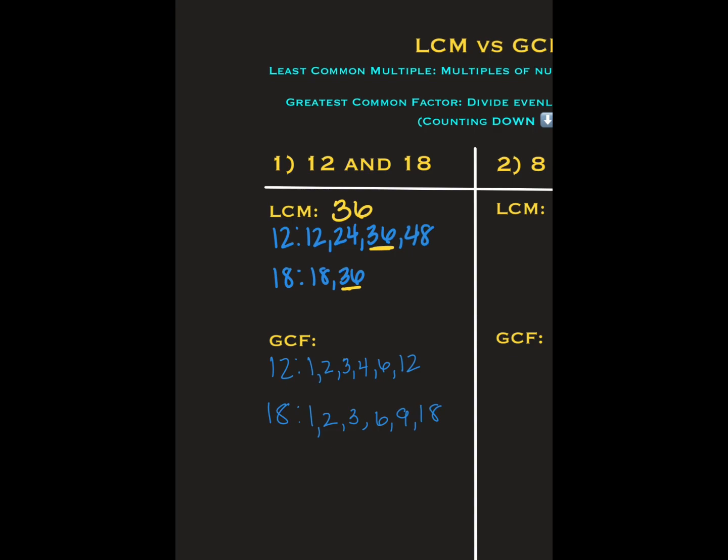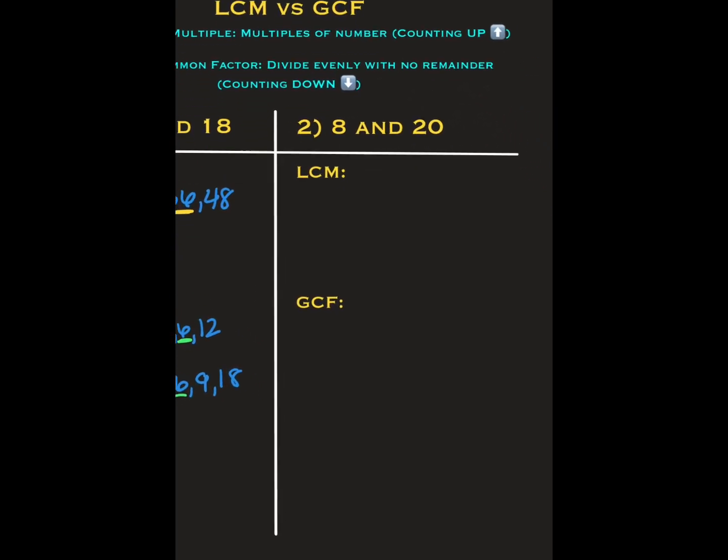So now we're looking for the greatest common factor. So we're looking for the largest number that both of these have in common, right? So we see that they have a 1 in common, but it's not the largest. 2, it's not the largest. 3 is not the largest. And then we have 6. 6 is the largest number that they both have in common. So my greatest common factor between 12 and 18 would be 6. Easy enough, right?